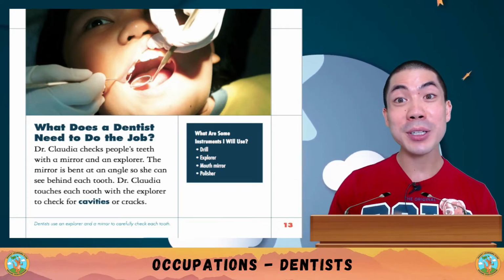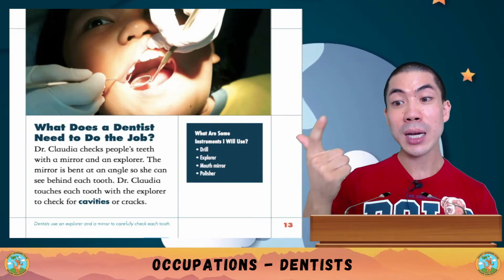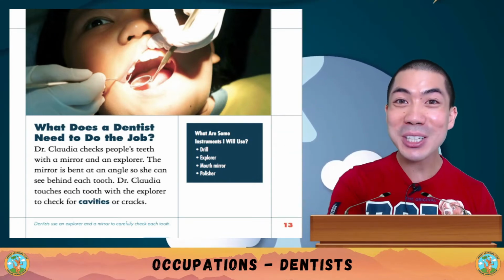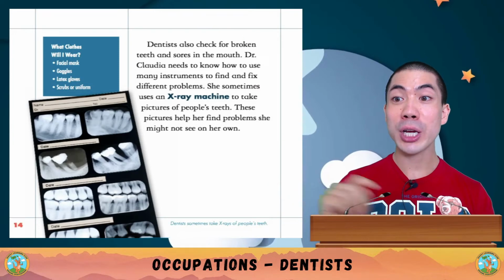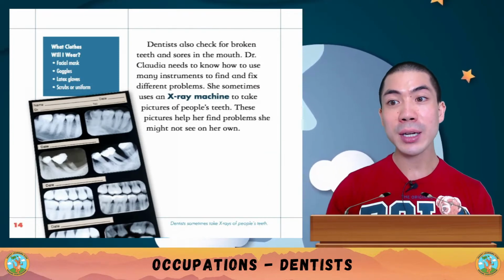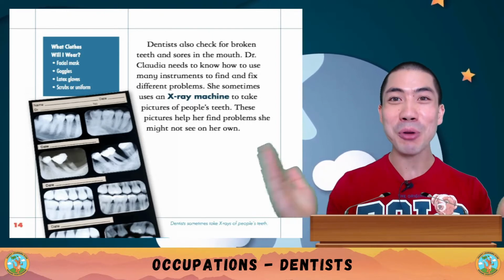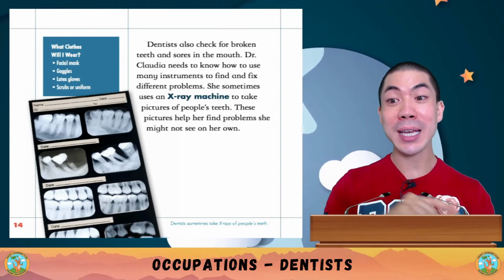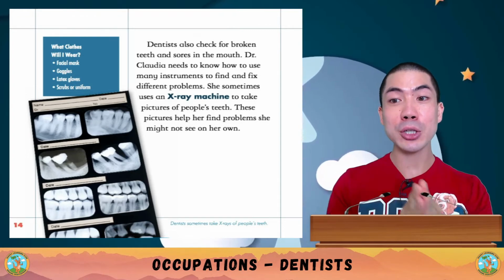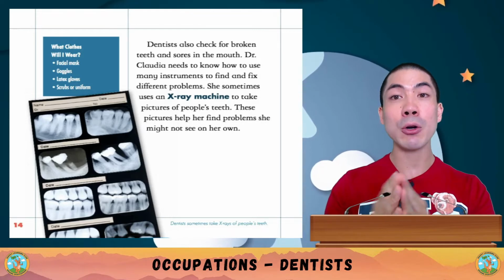What are some instruments I will use? You will use a drill, an explorer, a mouth mirror, and a polisher too. Dentists also check for broken teeth and sores in the mouth. Dr. Claudia needs to know how to use many instruments to find and fix different problems. She sometimes uses an X-ray machine to take pictures of people's teeth. These pictures help her find problems she might not see on her own.